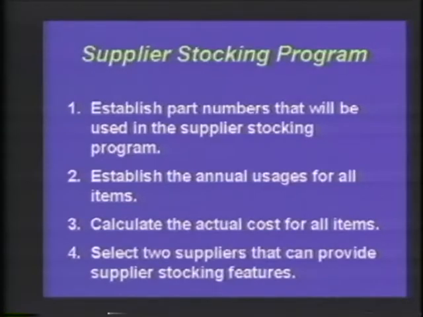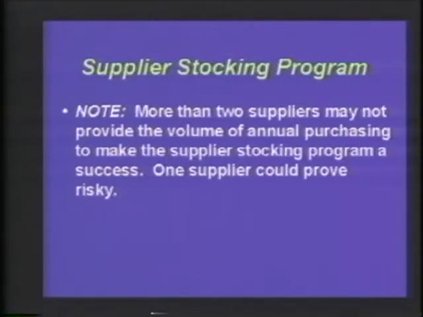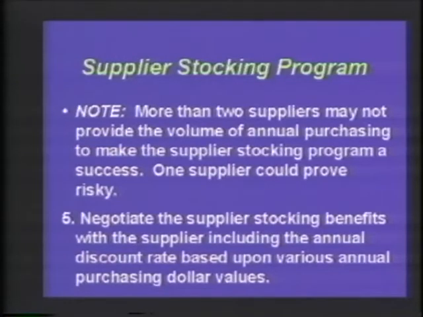Item number 5 indicates that you negotiate the supplier stocking benefits with the supplier, including the annual discounts, let's say based upon various annual purchasing dollars. Now, if you have all the part numbers, you got the quantity, you got the unit cost, you go through your extension, then you summarize it, you'll have the total dollars that you need in step number 5 when you sit down and talk to the supplier.